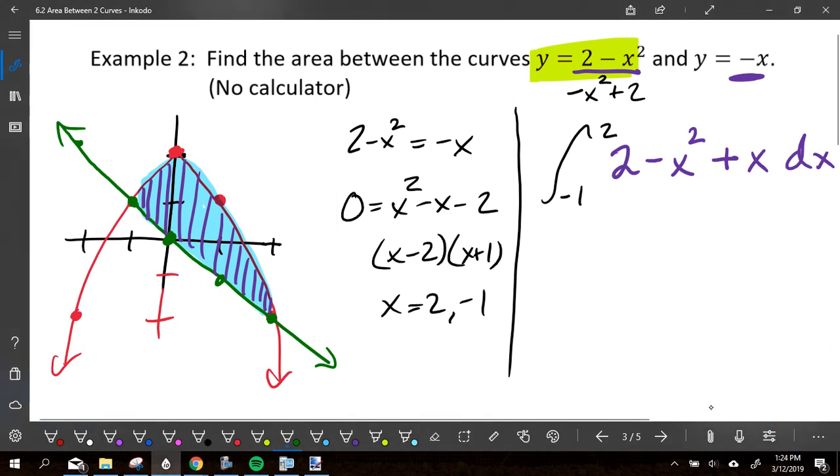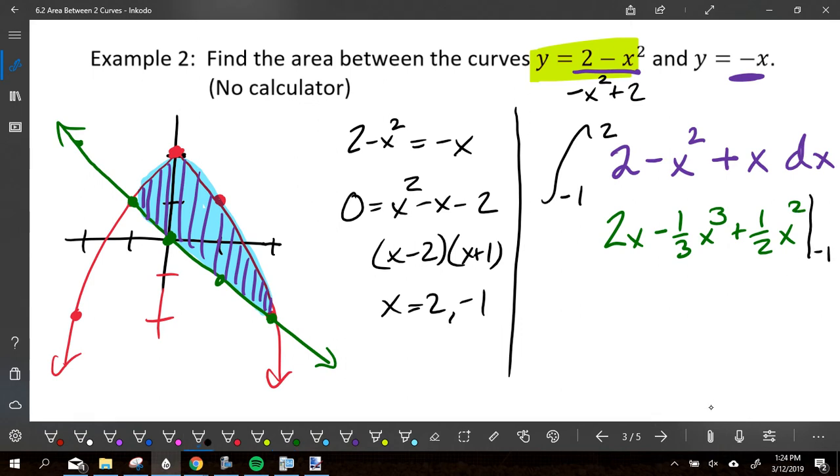Daniel, what's the antiderivative of 2 going to get you? 2x and negative x squared. Increase the exponent, divided by the new exponent, and x is going to get you 1/2 x squared. That's his antiderivative. If it didn't have bounds, he would have plus c, but it has bounds, so he's evaluating this thing from negative 1 to 2. To evaluate that, he's plugging in the upper bound minus the lower bound.